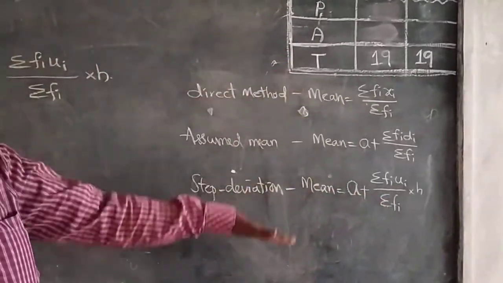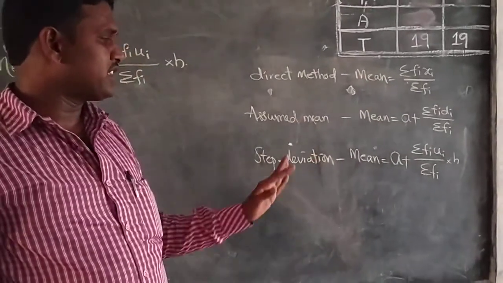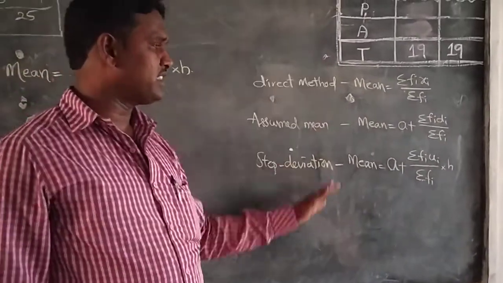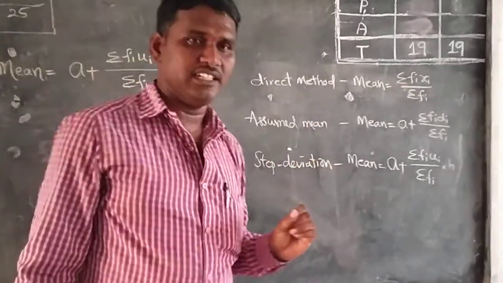These are the three formulas to find the mean: the direct method, the assumed mean method, and the step deviation method. If you understand these three, we can easily solve any problem given in the examination.